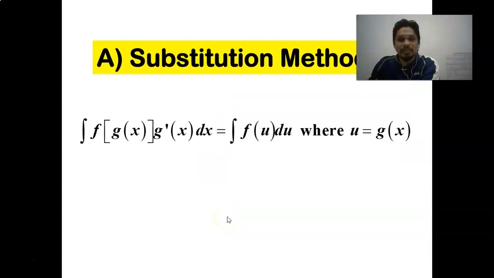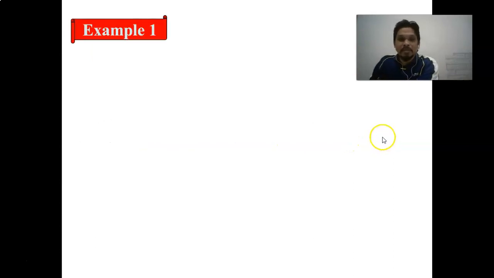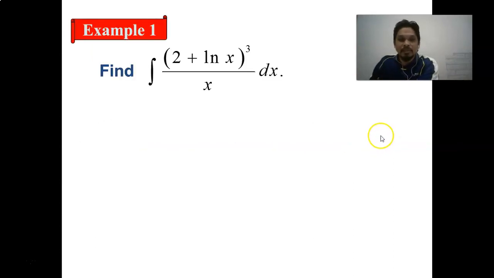So the substitution method means that in one question there is a function f(x), which we can write in terms of g(x) and g prime of x, where we come up with a substitution of a variable u, du, where u equals g(x). In the first example, integral of (2 plus ln x) in brackets cubed dx.